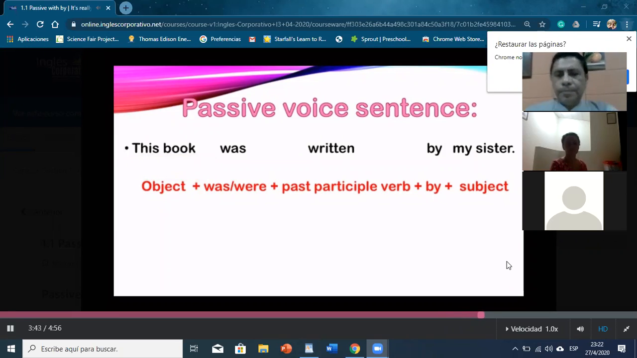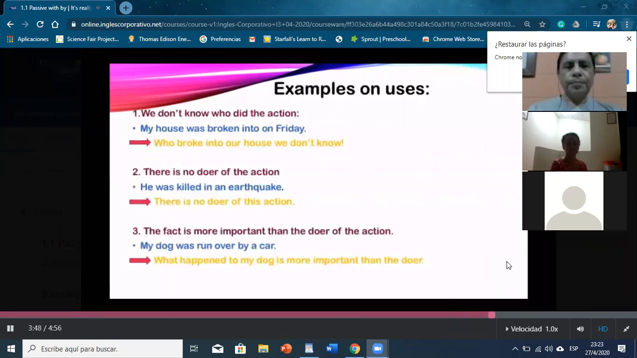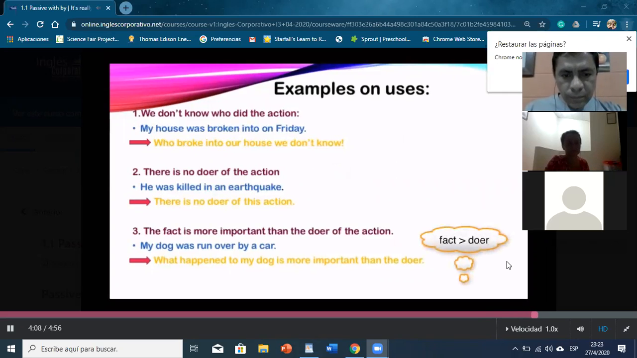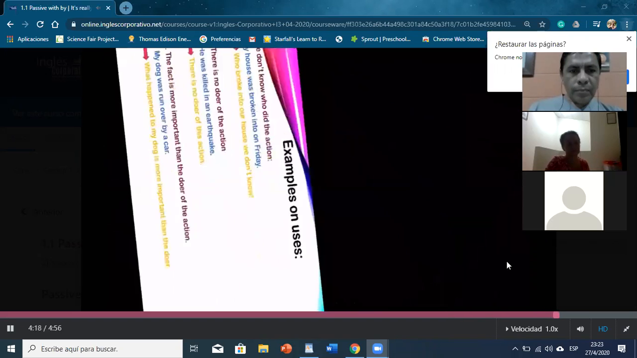Now let's write examples for the uses previously mentioned in our intro video. Remember, we don't know who did the action. My house was broken into on Friday. Who broke into our house? We don't know. Number two, there is no doer of the action. He was killed in an earthquake. The last use, the fact is more important than the doer of the action. My dog was run over by a car. What happened to my dog is more important than the doer.